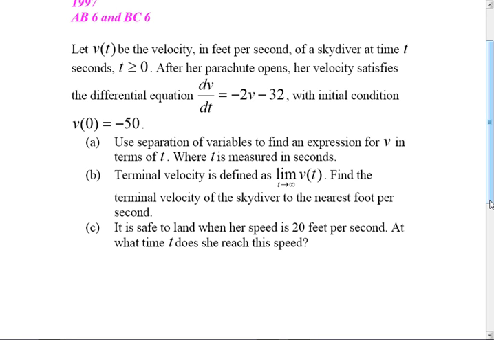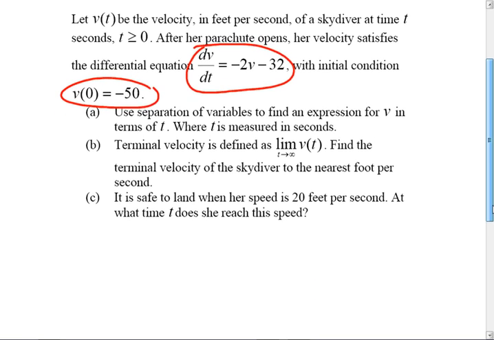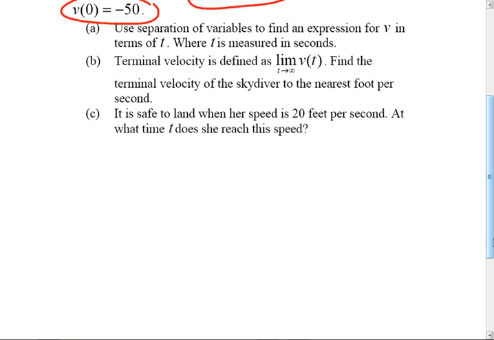Okay, we have a skydiver. And there's the differential equation. You know that the initial condition at t equals 0 is at negative 50. It tells you to use separation of variables. And I told you the only way you can separate is if it's multiplication. So can you make that differential equation multiplication?